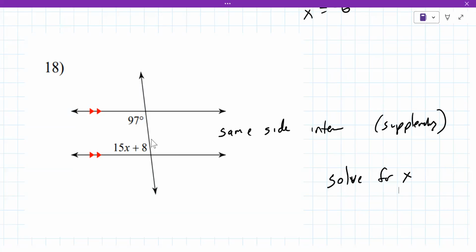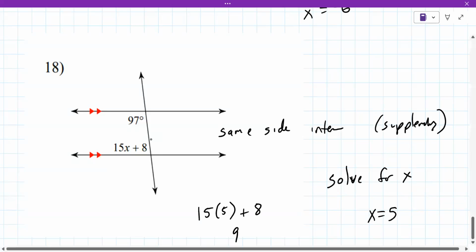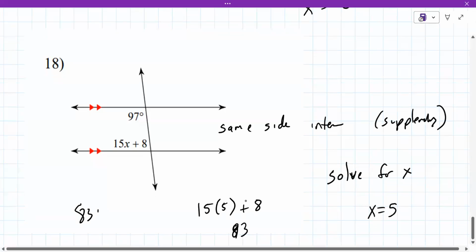Wait, solve for just X. Is it 5? I think I got it. Okay, you're saying X is 5. So here's how I check. I'm going to put that back in for X. So 15 times 5 is 75 plus 8 is 83. Is 83 plus 97 equal to 180? Yes, it is.